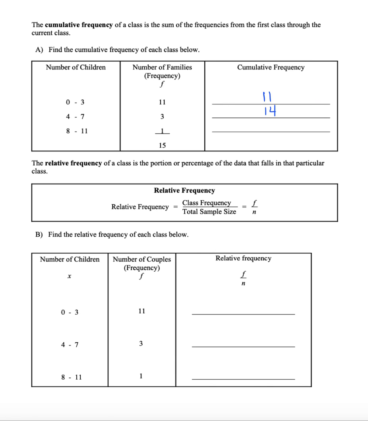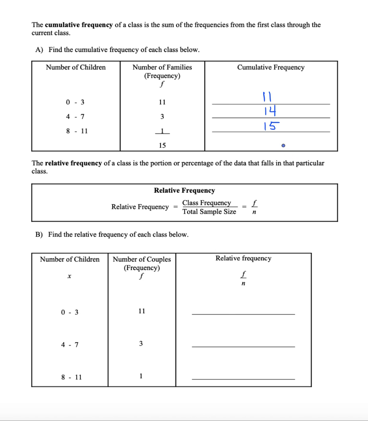And so basically it's a measure of how many responses we got in the second class and the first class combined. Then when we go on to the third class, we'll do 11 plus 3 plus 1, or 14 plus 1, which is 15. So this one includes the first class, the second class, and the third class. That's what makes it cumulative.